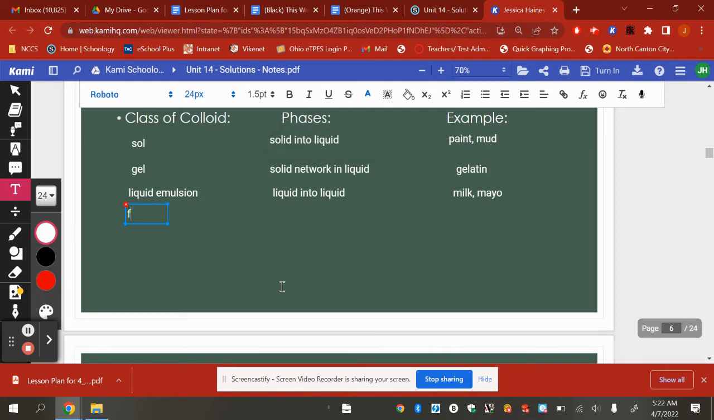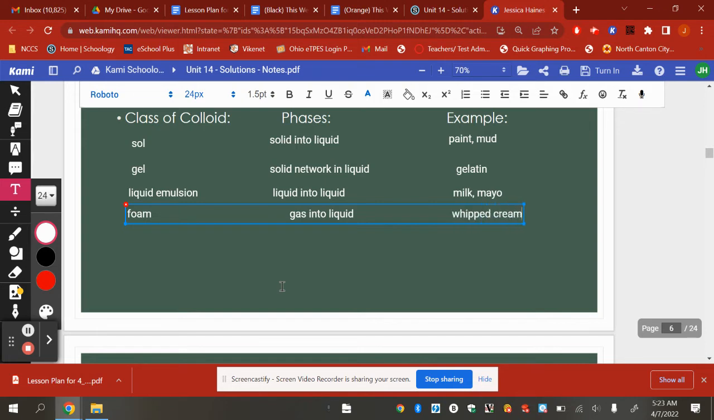Okay, the next one is foam. This is gas into a liquid. This is a fun one. Gas into liquid. An example of gas dissolved into a liquid. So think about that. Gas dissolved into a liquid before, when we were talking about solutions, was soda pop. Gas dissolved into a liquid in this particular example, when it comes to colloids, an example of this is whipped cream.